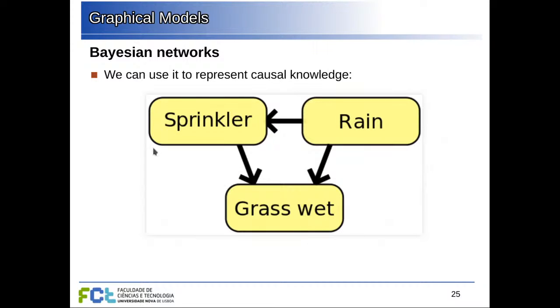For example, this is a classical example for Bayesian networks. The grass can be wet if it rained, because rain causes the grass to be wet. So the probability of the grass being wet depends on whether or not it rained. And it also depends on whether or not someone turned on the sprinklers to water the grass.